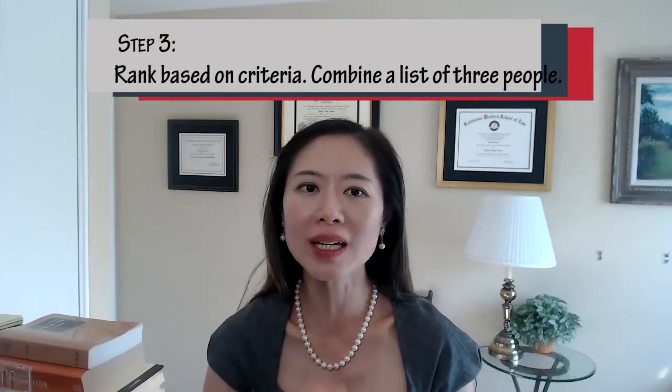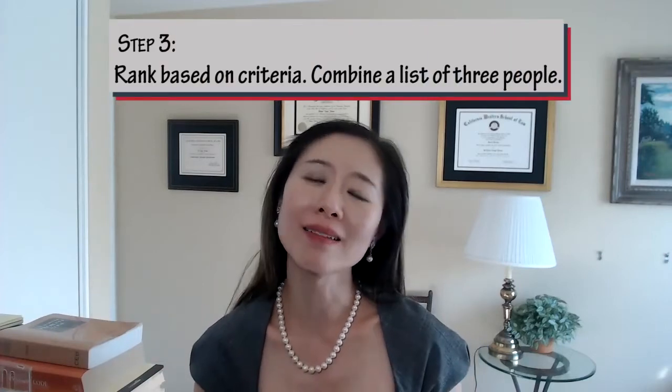And step number three is to rank based on the criteria and the values. And you want to come up with a list of 3 people. Then you can compare and see, okay, if you can agree on the top 3 persons that you want to be caring for your children.